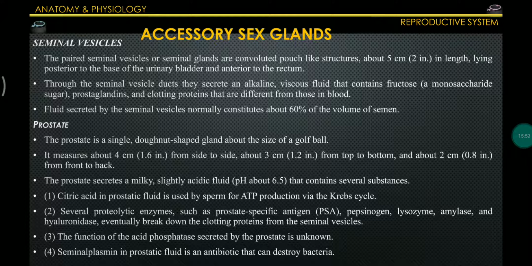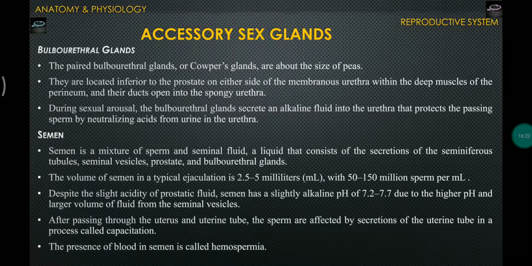And there are some proteolytic enzymes like prostate-specific antigen, pepsinogen, lysozyme, amylase, and hyaluronidase, which all help in the breakdown of clotting proteins as well as the bacteria inside the vagina. It also produces acid phosphatase, whose function is unknown. And seminal plasmin in the prostatic fluid acts as an antibiotic and destroys bacteria.